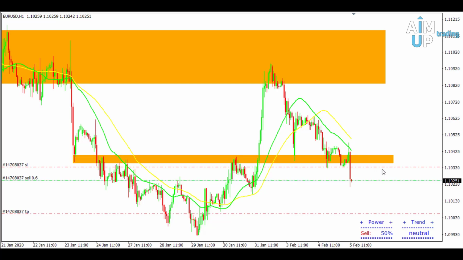And here we go. As you can see, we enter another short trade. In this one, actually we got in a little late, but still it's a really nice bullish candle. I mean bearish candle. So we entered the trade.